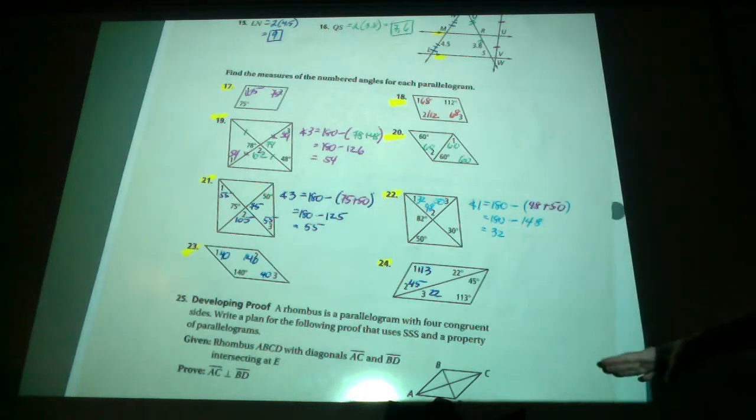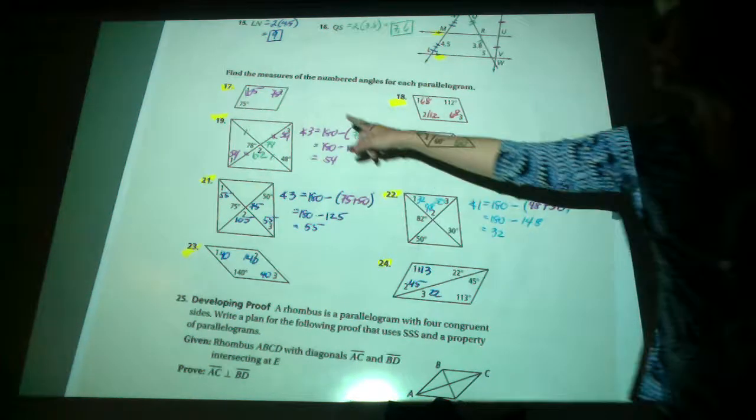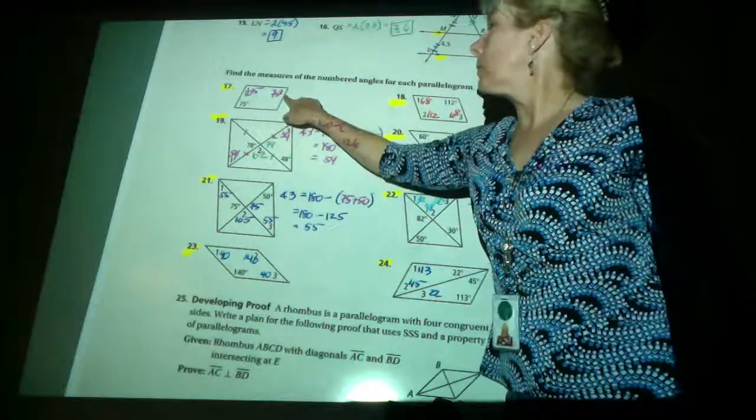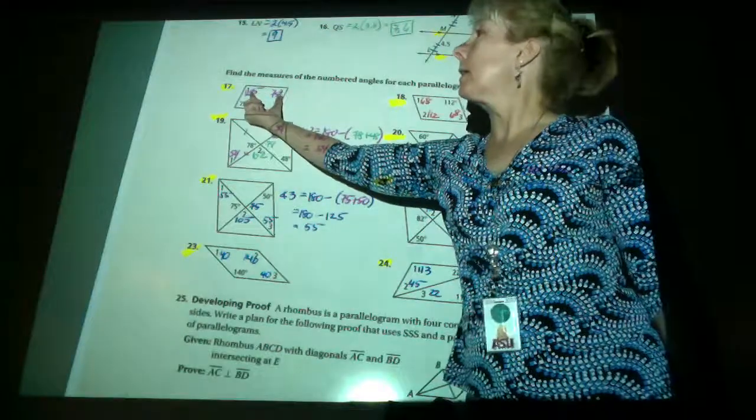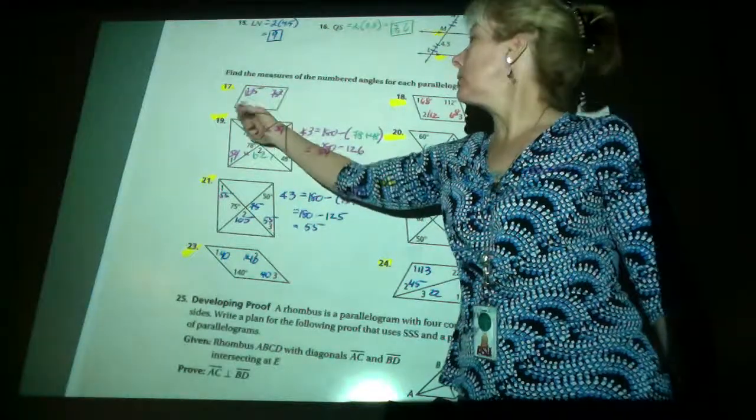The ones I didn't show work on, I was usually just subtracting the angle measure from 180 or it was equal to another angle. So like on number 17, opposite angles are equal, so I know that 2 had to be 75 as well. These are consecutive angles, so they have to be supplementary. So I just took 75 and subtracted it from 180 and got the 105. So if you don't see work on mine, that's typically what I was doing.